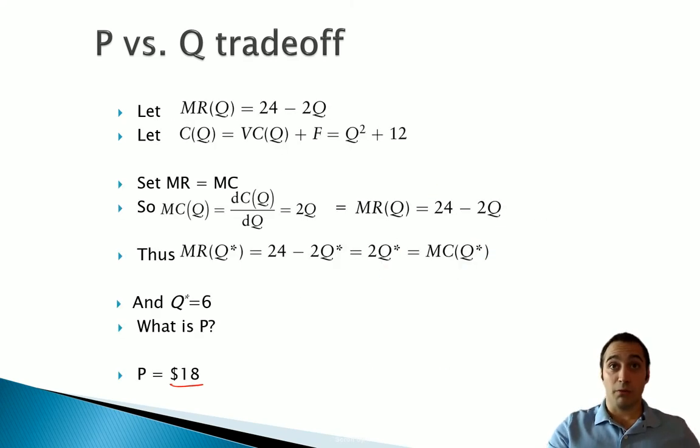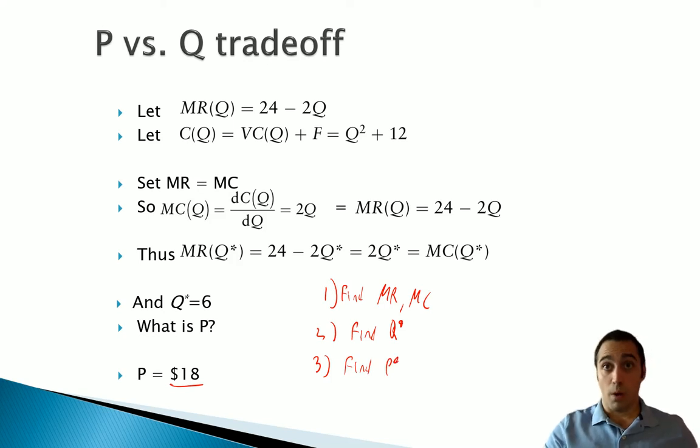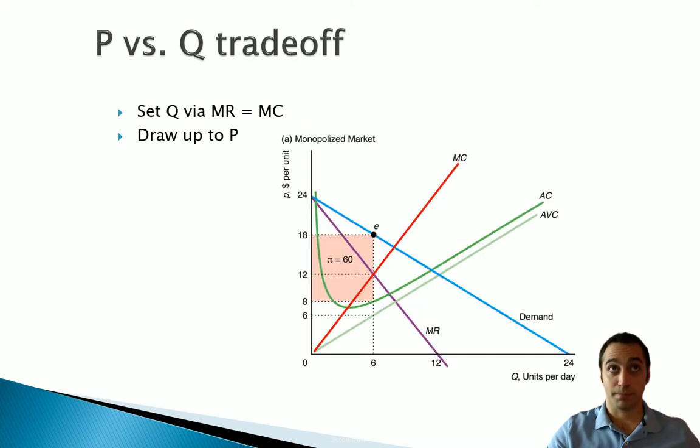So this solves for us in steps. 1, find MR and MC. 2, find Q. 3, find P. Once you've done these 3 things, you can go on to find actual revenue, to find actual profits, and you can find total cost. You can find all the things once you've found Q and P.